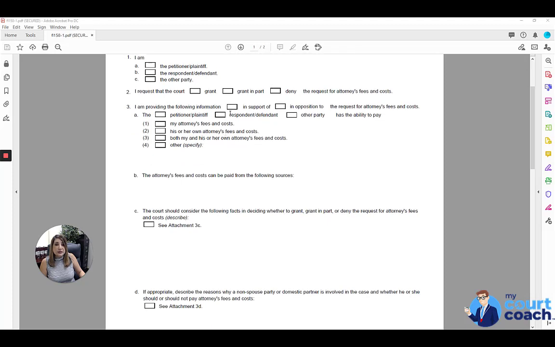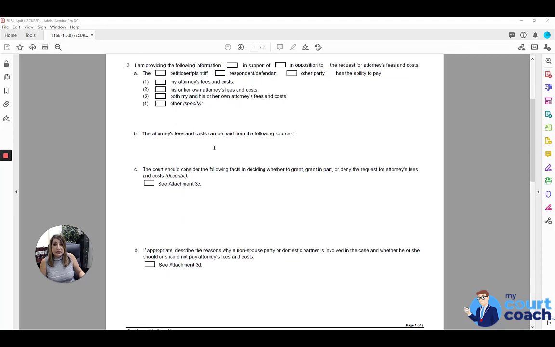Then you're going to indicate whether this information is being provided in support of or in opposition to a request for attorney fees and costs. Either way, you're going to indicate if the other party, and identify who the other party is, has the ability to pay your attorney fees and costs, his or her own attorney fees and costs, both of the parties' attorney fees and costs, or other if there's additional information that you think the court needs to know about their ability to afford attorney fees and costs.